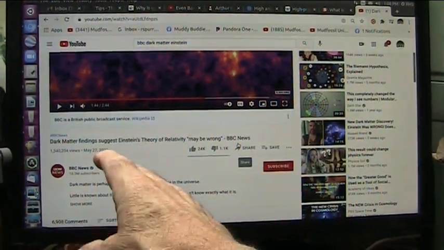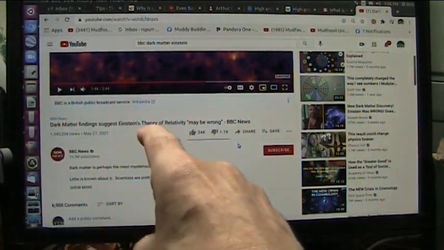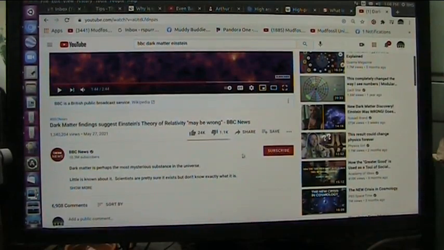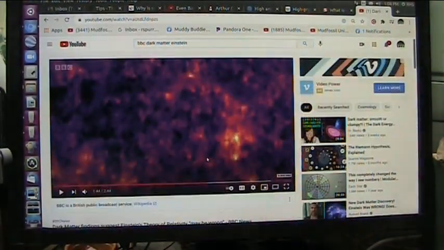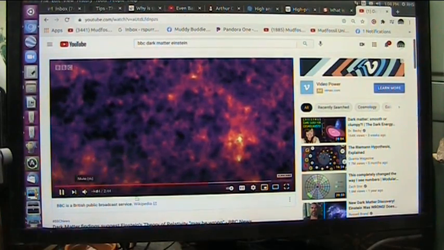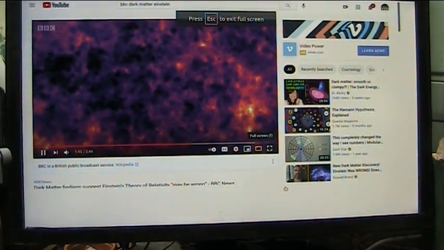This is dark matter findings suggest Einstein's theory of relativity may be wrong, and this is BBC News. Structures in this map are smoother than we expect them to be, which is what the results seem to hint at. It means that Einstein's theory is wrong. So you might think that that's a bad thing, that maybe, oh no, physics is broken, but for physicists it's extremely exciting because it means that we can find out something new about the way the universe really is.